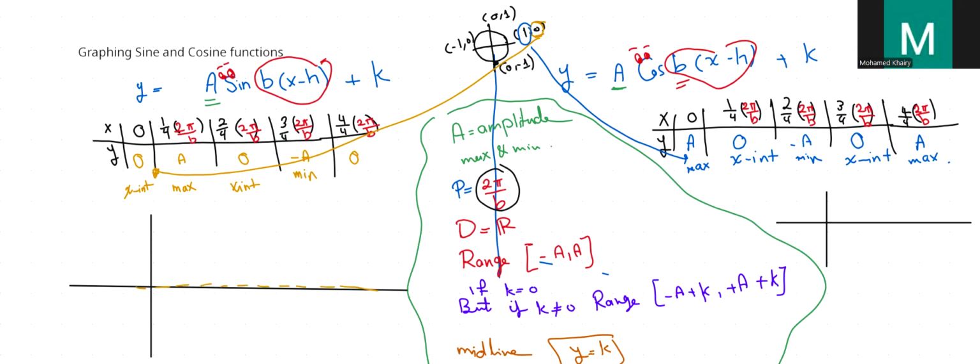This is normally a, and here this is negative a. The first value is 0. Then after this is pi over 2b, then here I have pi over b, then after this 3 pi over 2b, and finally 2 pi over b. Okay? I think now everything is good.